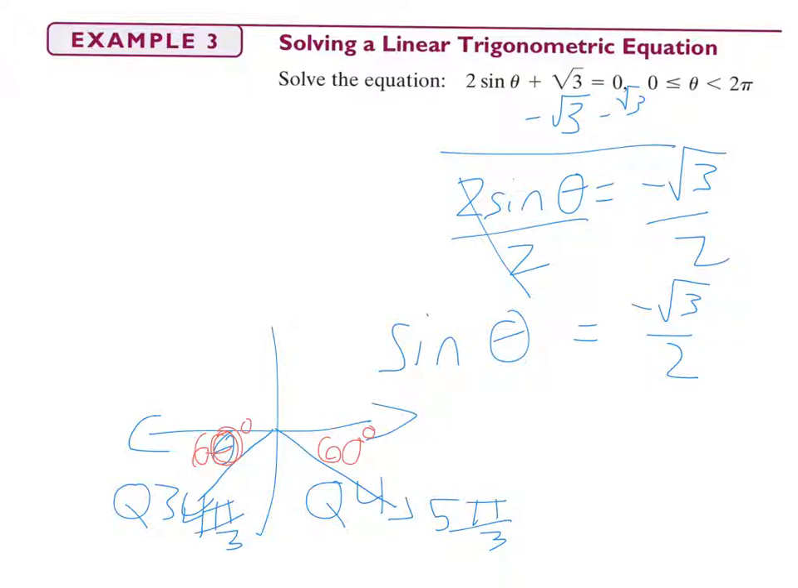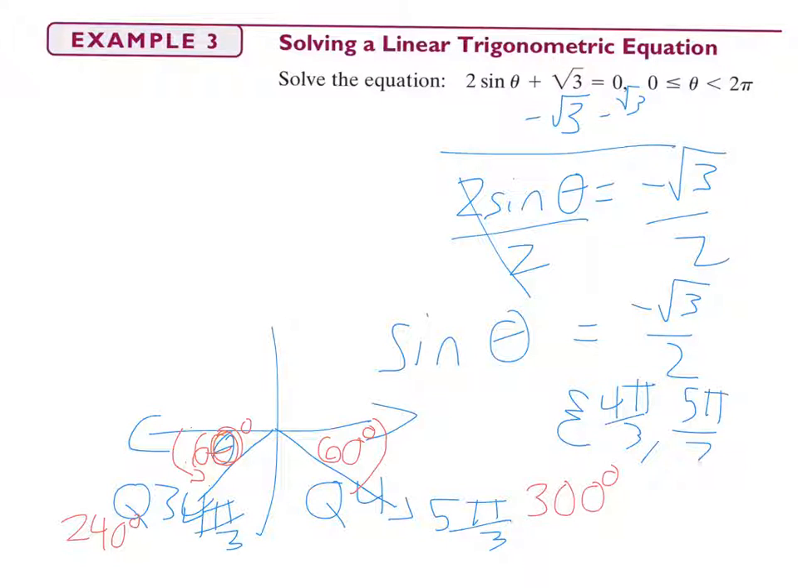So the angle that is 60 degrees past the x-axis in quadrant 3 would be 240 degrees, or 4 pi over 3. Likewise, the angle that's 60 degrees below the x-axis in quadrant 4 would be 300 degrees, or 5 pi over 3. So our solution set would just be the angles 4 pi over 3 and 5 pi over 3.